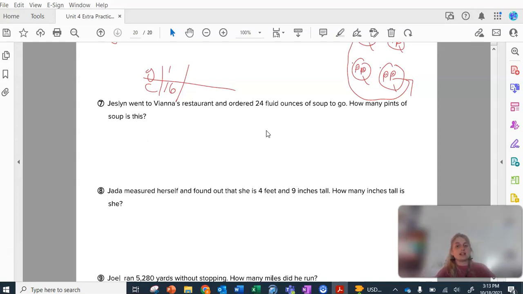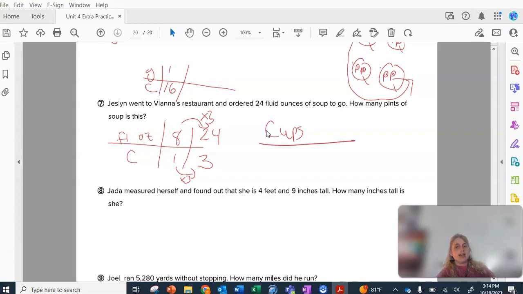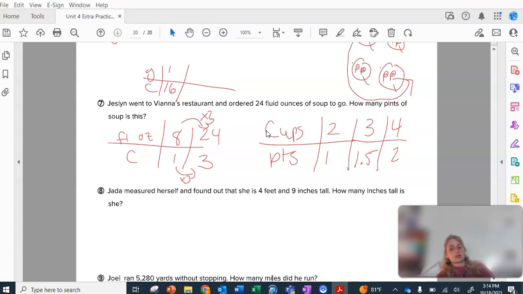24 fluid ounces. How many pints is this? Fluid ounces, again on our star chart, only converts to cups. 8 fluid ounces converts to 1 cup. So 24 fluid ounces, 8 times 3 is 24. That's 3 cups. But that's not the answer. Cups to pints on our star chart says 2 cups makes 1 pint. So 3 cups, 4 cups would make 2 pints. Since 3 is in the middle, it's going to make 1.5 pints. Write me a sentence that includes your units. I will not take this scratch work alone as an answer.